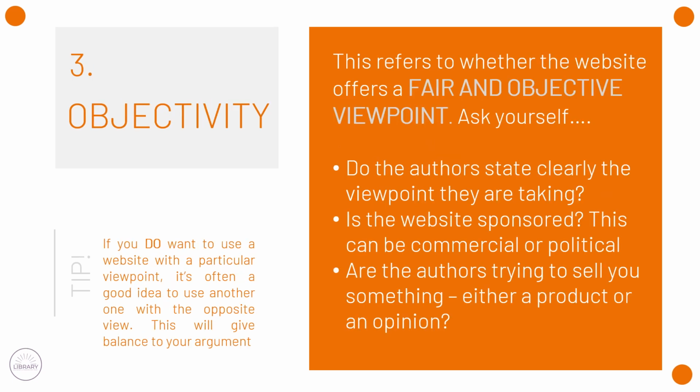The third criteria is objectivity. This refers to whether or not the website or material offers a fair and objective viewpoint. So, is the material biased in any way, or is the site sponsored either commercially or politically? And is the website trying to sell you something? This can be either a product or an opinion. You can certainly use a website with a particular slant. However, it's often a good idea to use another one with the opposite view as well. This will give balance to your argument.